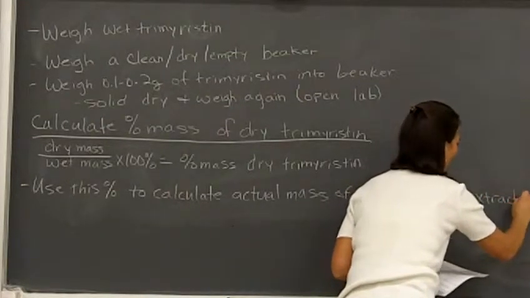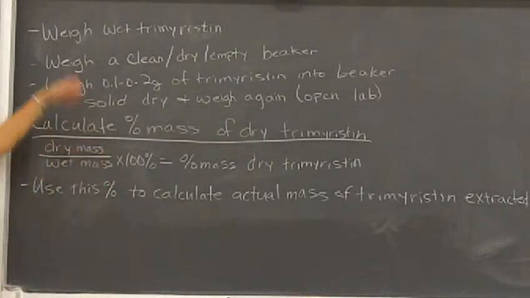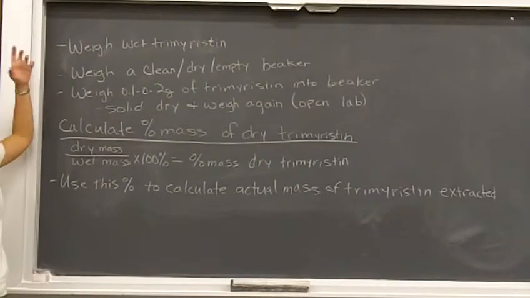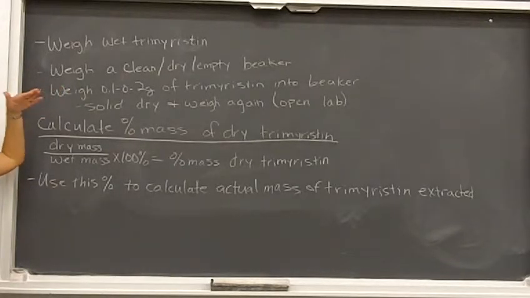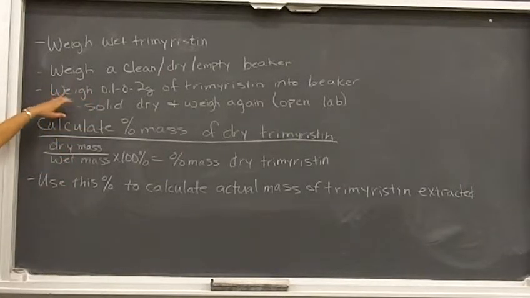Okay, so you know the wet mass of what was extracted. You'll take this percentage times that wet mass and you'll figure out how much of it was dry. Okay, so then you'll have a dry mass and you can calculate an extraction yield. Take your weight of trimyristin divided by how much nutmeg you used in the very beginning, times 100%. You'll have your extraction yield, okay, percentage yield.